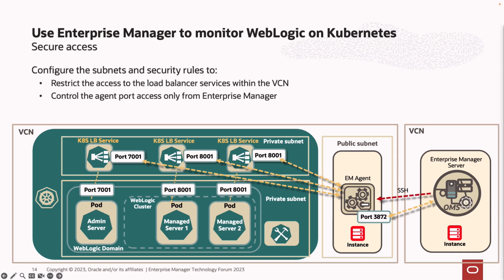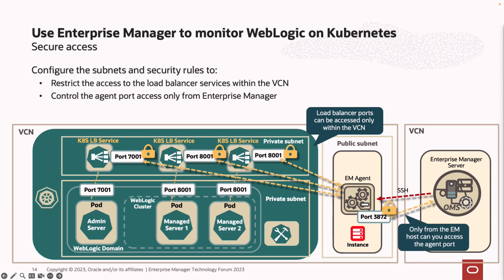As briefly mentioned, the access to the pods are configured to the minimum required. The load balancer services are set up in a private subnet, and access to them is restricted only within the VCN. So you will not be able to access the load balancers from outside of the VCN. You can also restrict the access to the agent port 3872. This can be done by configuring the CIDR in the public subnet, allowing access only from the Enterprise Manager host. So you can securely configure the access to the WebLogic servers as in this diagram so that only through the Enterprise Manager you can access the information from outside of the VCN.